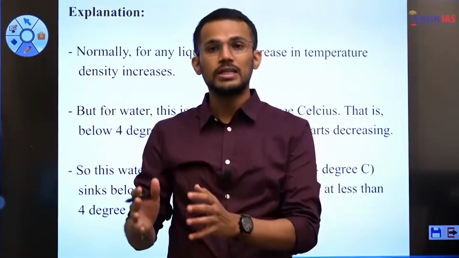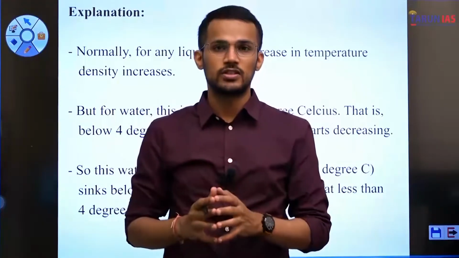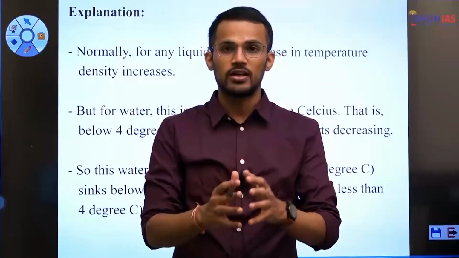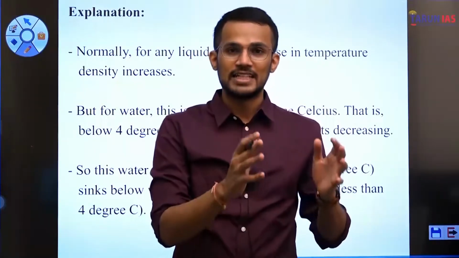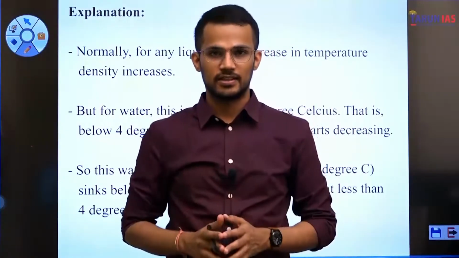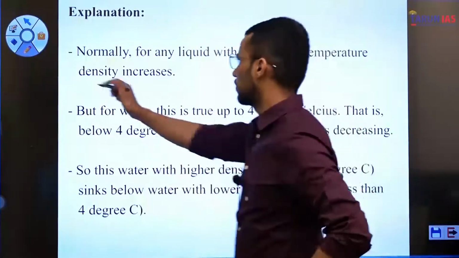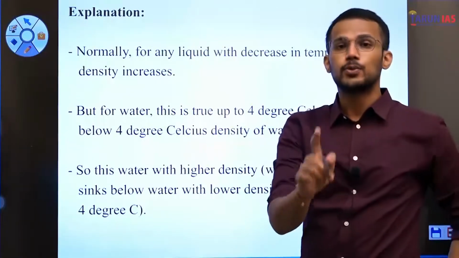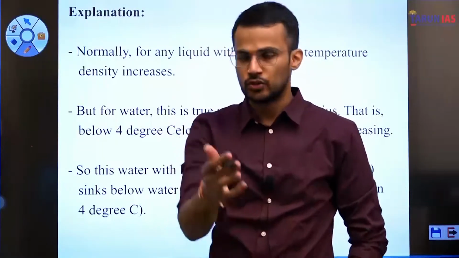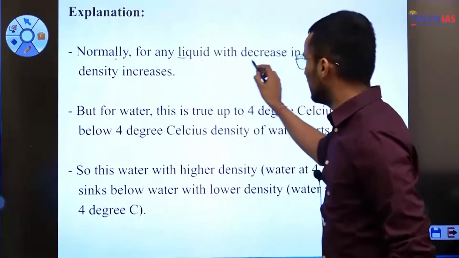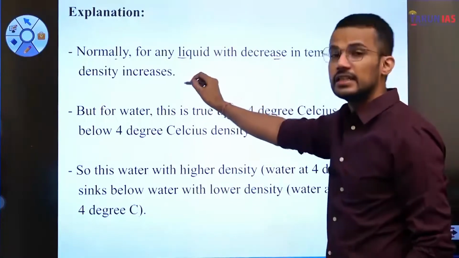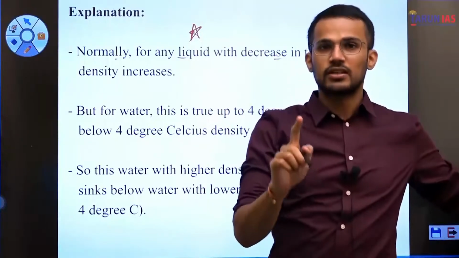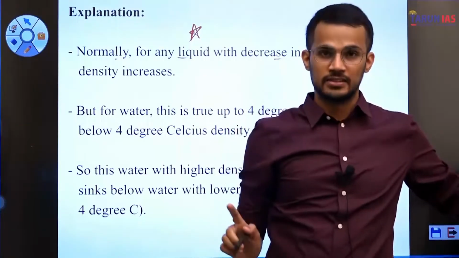As volume is reducing and mass is constant, that means as the denominator is reducing and the numerator is constant, density will be increasing. This is the normal property exhibited by most liquids and even water, but up to 4 degrees Celsius only. So this is a very important point: for any liquid, if temperature reduces, density will increase.